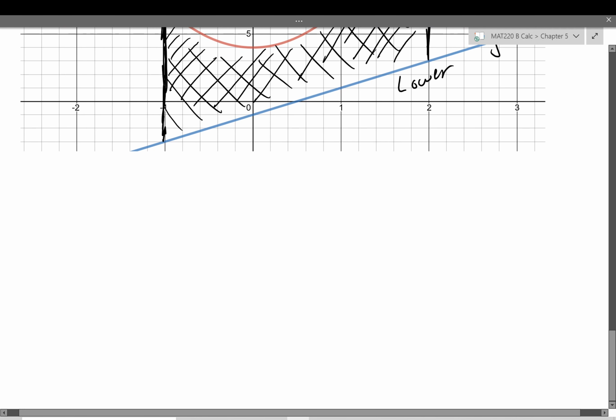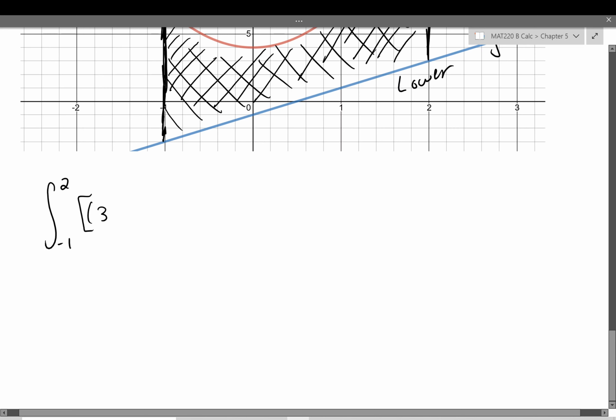So when I apply my formula, I'm going to integrate from -1 to 2, I'm sorry, and I'm going to write the upper curve first. So I write my upper curve, 3x squared plus 4. Let me write that better.